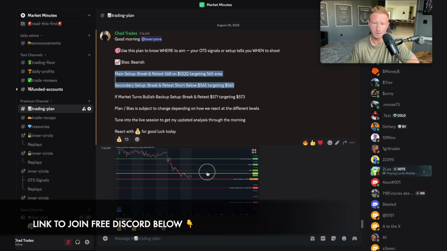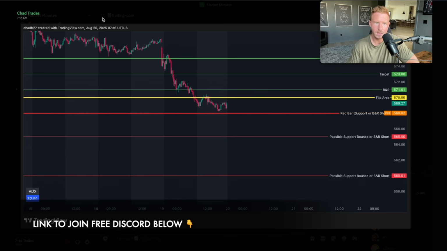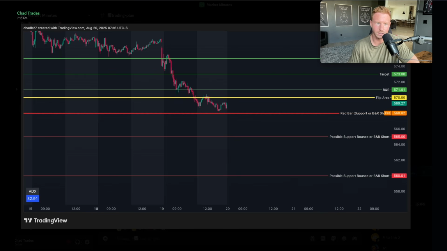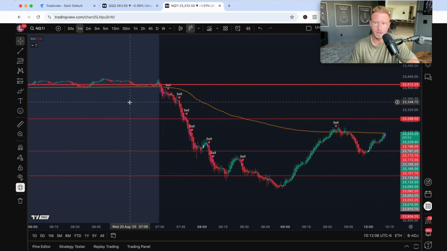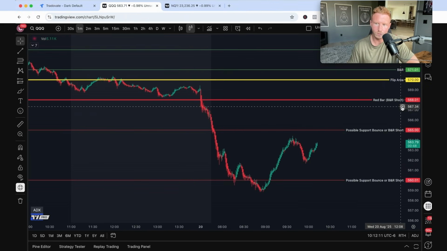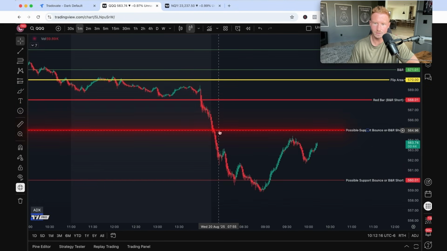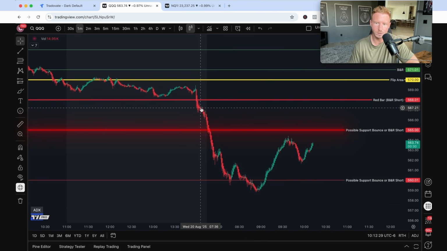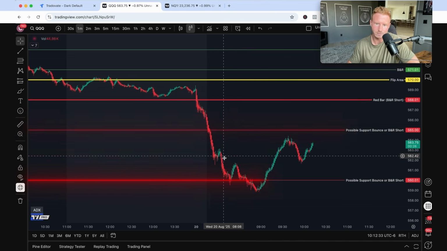So as we can see, this is what my chart looked like this morning. And what we saw was exactly what the plan said. If we go to the actual chart, let's go to QQQ. First trade was 568, break and retest, take it to 565. Then if we don't get a setup here, we'd be looking to break and retest this 565 and take it down to 560.